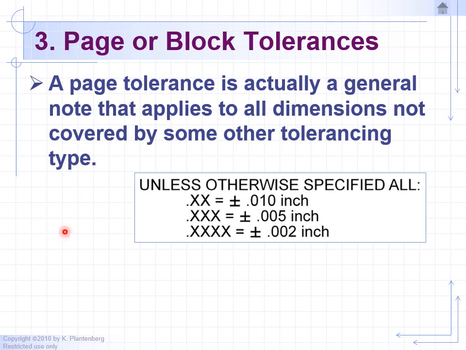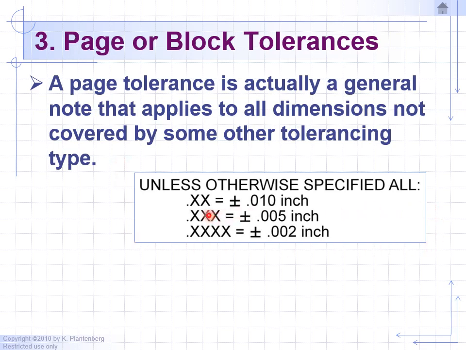Next slide. Page or block tolerances. A page tolerance is actually a general note that applies to all dimensions not covered by some other tolerancing type. So in other words, if a machine shop is looking at your drawing and they see a length of 1.00 inches, for example, but you don't provide a tolerance for how much they can be off by, then they'll look in the title block. And this is very common. You'll see this note in a title block.